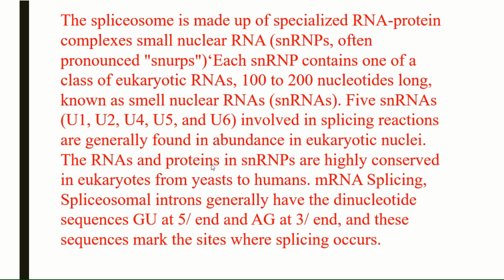The RNAs and proteins in small nuclear RNAs are highly conserved in eukaryotes from yeast to humans. In messenger RNA splicing, spliceosomal introns generally have the dinucleotide sequences GU at the 5' end and AG at the 3' end, and these sequences mark the sites where splicing occurs.